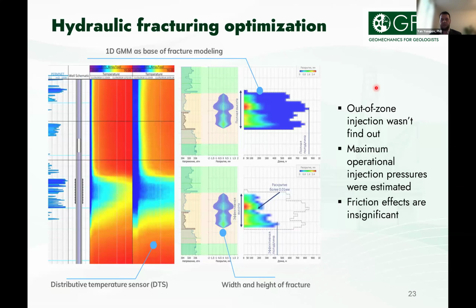If you look at this slide, we can see that hydraulic fracturing for optimization of injection wells was completed. And from this slide, we can see that out-of-zone injection wasn't found. Maximum operational injection pressure was estimated, and there is an absence of friction effects in this well. On the left part of the slide, this is the DTS, distributed temperature sensor. This is the calibration factor for the optimization of the height of the hydraulic fracture.